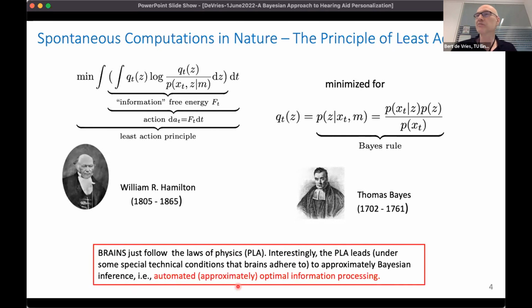because we don't find the global minimum of this free energy functional. We minimize it, but we are not perfect at minimizing it. But we are approximately optimal information processing beasts, and we are so because we follow the laws of physics. That's the amazing thing. There's a lot of proof for this, theoretical proof, experimental proof.